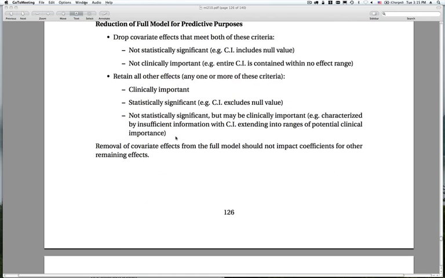The other check is that removal of any covariate effect from the full model should not impact the coefficients for the remaining effects. So removal of any one effect should not impact the coefficients for the remaining effects. And that's a test of the independence of the information carried by the covariates.